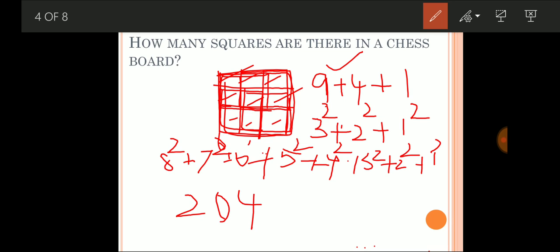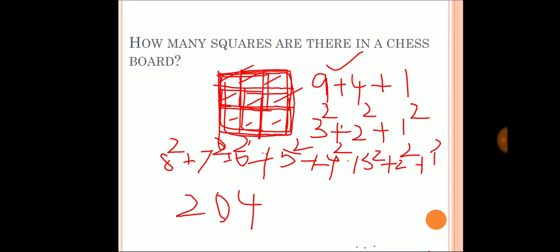A very simple technique. All that we have to do is see the number of squares: unit squares, 2x2 squares, 3x3 squares, 4x4 squares, square them, and add them all together. So our answer is 204 squares.